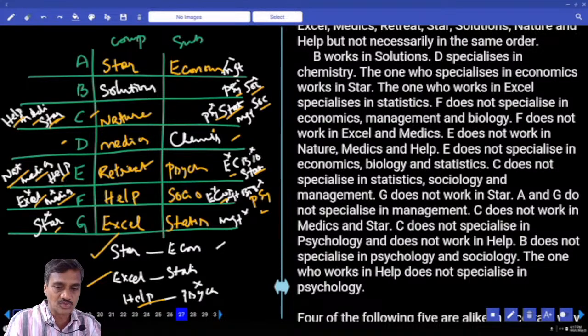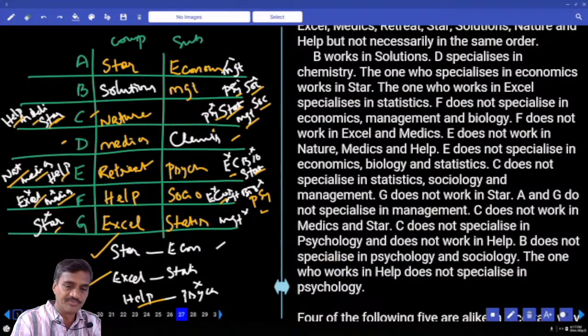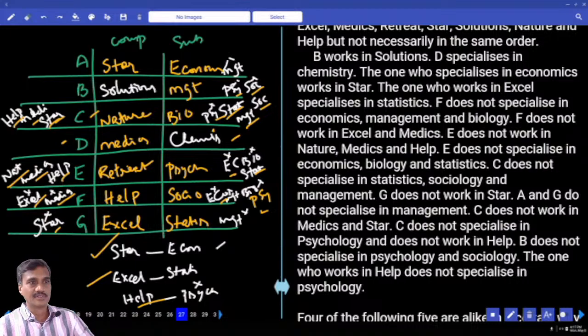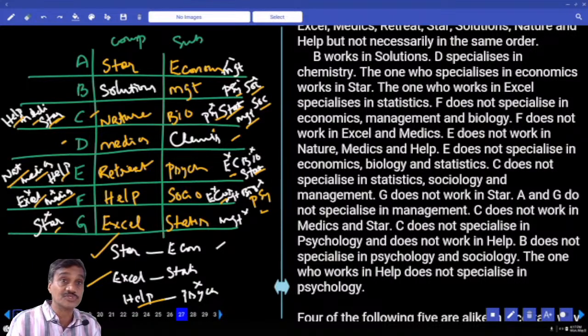Now we have two more left. Management cannot be here, management is B. And if management is B, now C is biology. Done? And this is the beauty of this distribution.